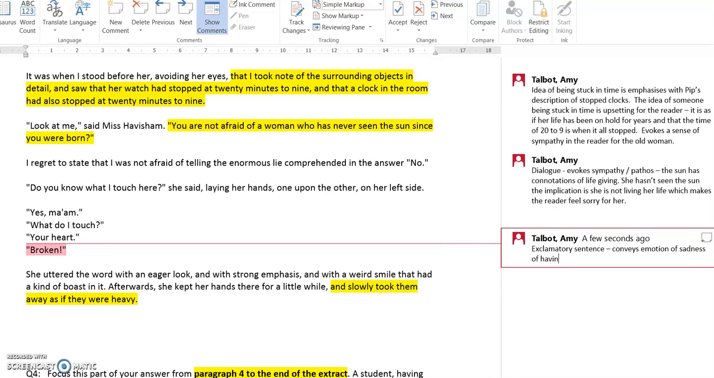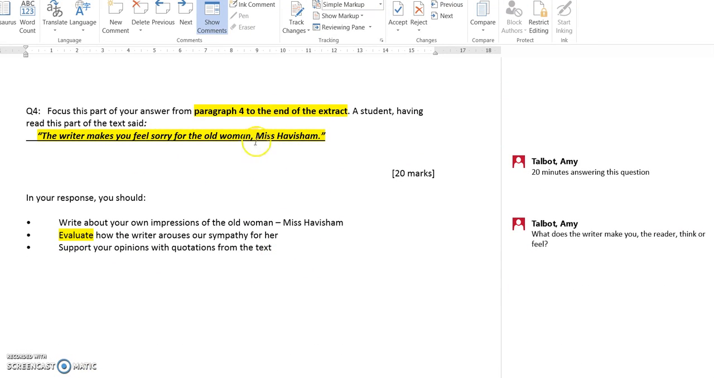Conveys the emotion of sadness of having her heart broken. And of course we know from the rest of the extract that it looks as though she was jilted, that she was getting ready to get married and it never happened, so time stopped at that moment, and so we feel sorry for her. That exclamatory sentence conveys that emotion of sadness, and this makes the reader feel sympathy for her at this point.